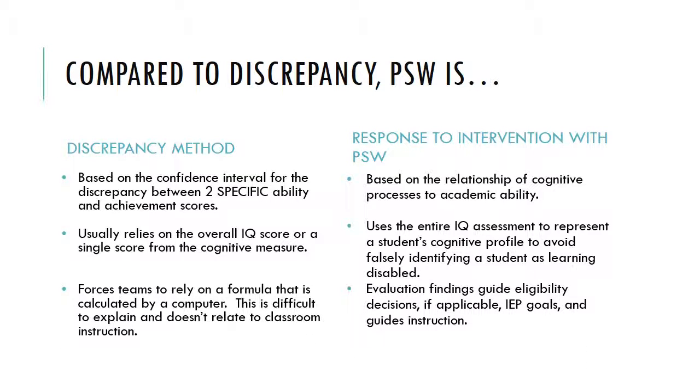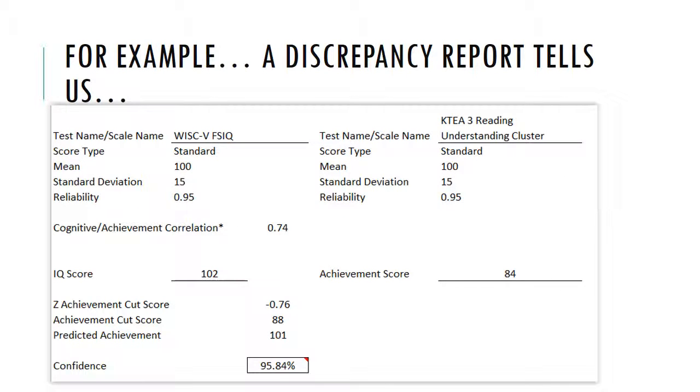The discrepancy method forces teams to rely on a formula that is calculated by a computer. This is difficult to explain and doesn't relate to classroom instruction. PSW uses evaluation findings to guide eligibility decisions, if applicable, IEP goals, and guides instruction. The information contained in a discrepancy report is obscure and difficult to explain during an IEP meeting. The findings do not directly relate to the student's performance in the educational setting.